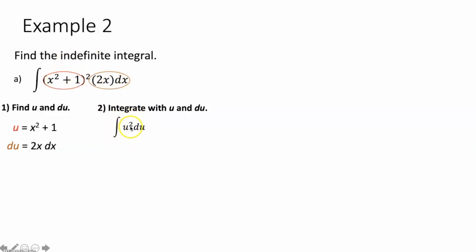Now, how do I integrate u squared du? Well, I use the general power rule, just like we were talking about. The integral of u squared du is going to be u to the 2 plus 1 power over 2 plus 1 plus c. I then simplify this down and get u cubed over 3 plus c.